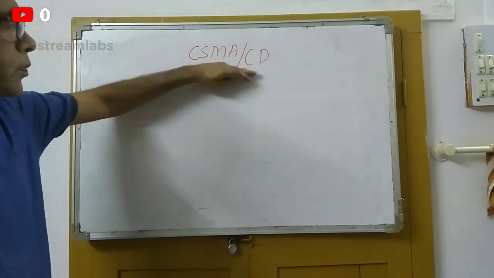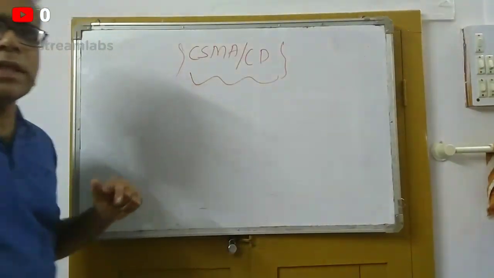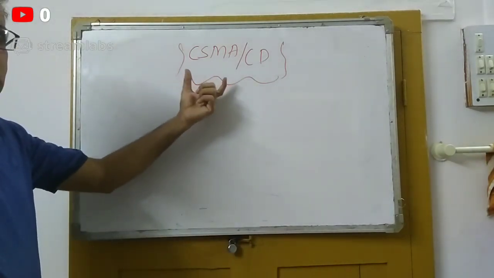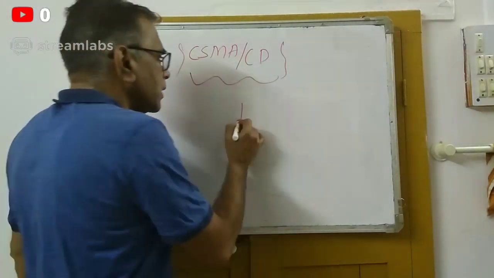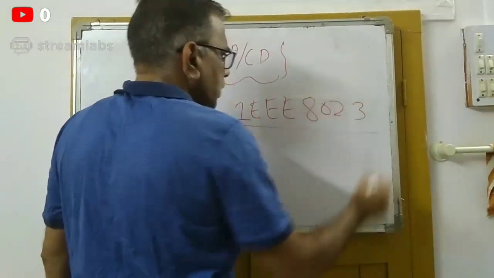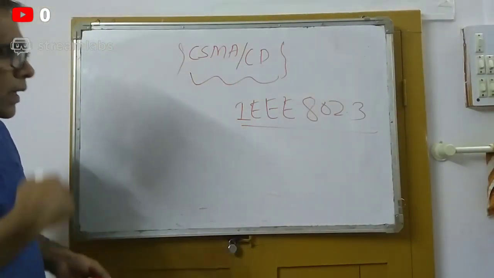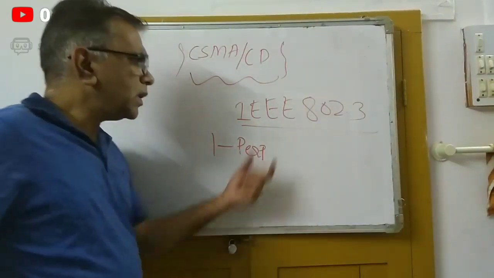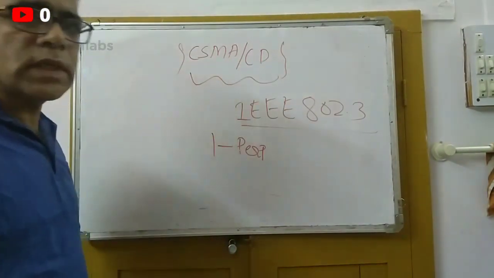This is the technique that is used in modern protocols. Ethernet is the one which is using this technique, the IEEE 802.3 standard. In Ethernet, it also uses the one-persistent technique for transmission, and it also has the ability of collision detection. I hope it is clear to you people.